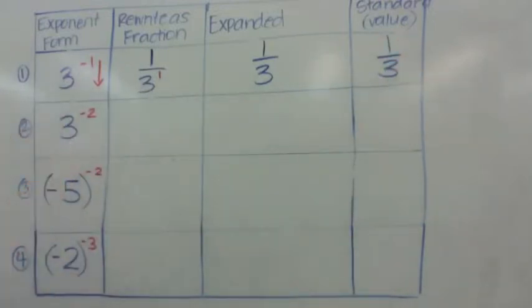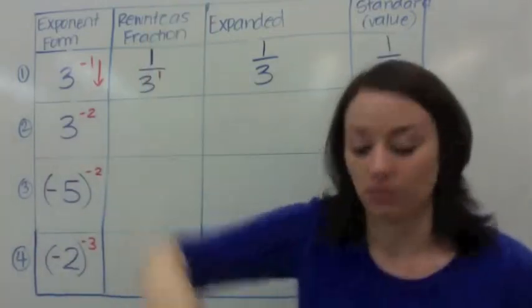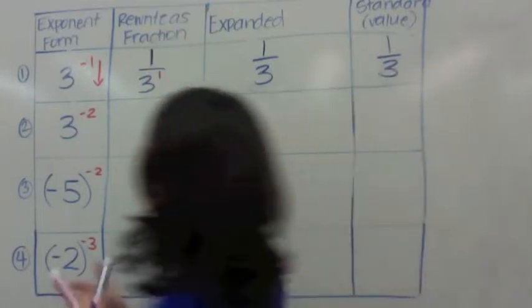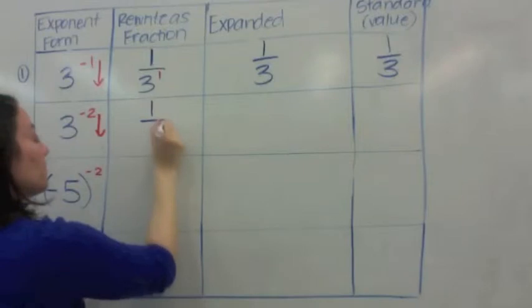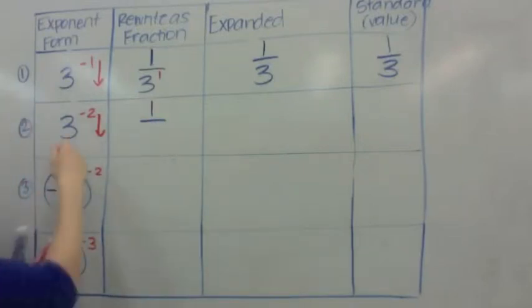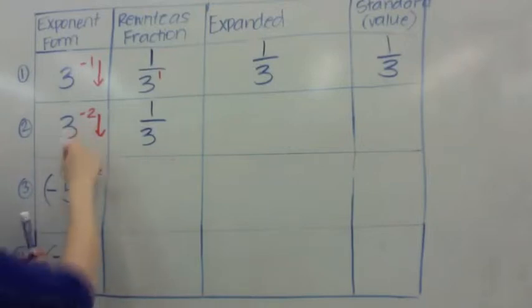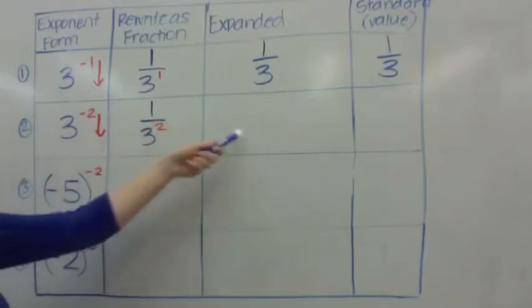Let's work with this one. 3 to the power of negative 2. Negative and up, move it down. Say it again. Negative and up, move it down. Very good. So you're going to move this down. You're going to put it under the number 1. And then it's going to make the exponent positive. So it becomes 3 to the power of positive what? What's the opposite of negative 2? Positive 2.